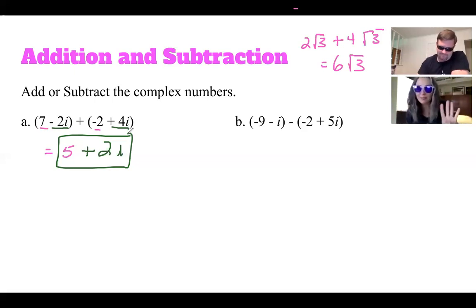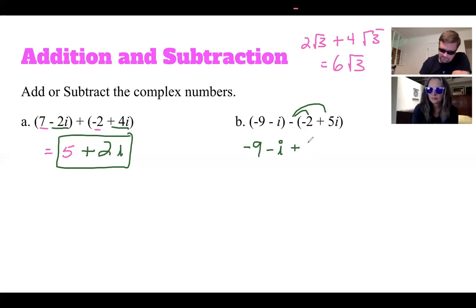But anyways, you have 4i, and you take away 2i, and that leaves you 2i. So we have -9 minus i in this one. But when we have a minus in front of a set of parentheses, we have to distribute that negative, right? So negative -2 becomes +2. Do not try to do this without distributing it. You might be able to get away with it, but eventually you're going to lose a point, so just rewrite it.